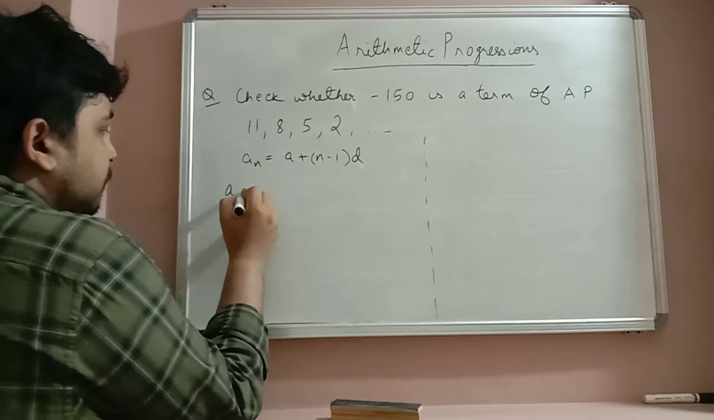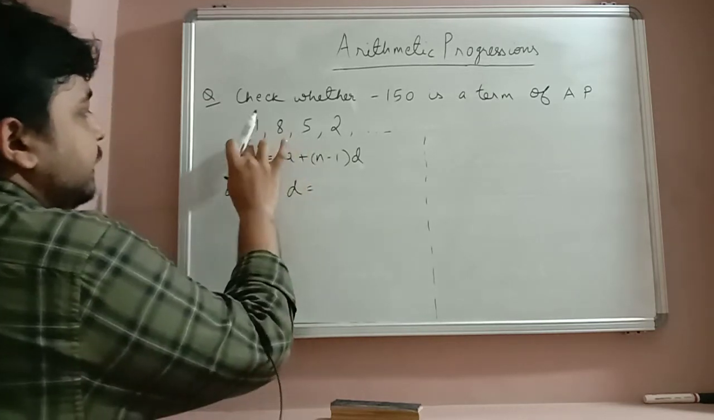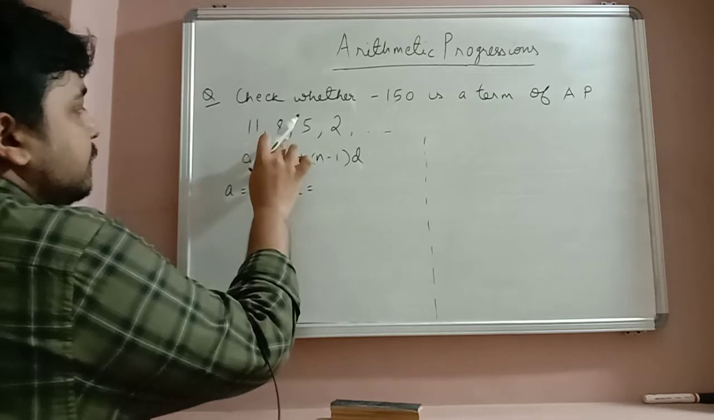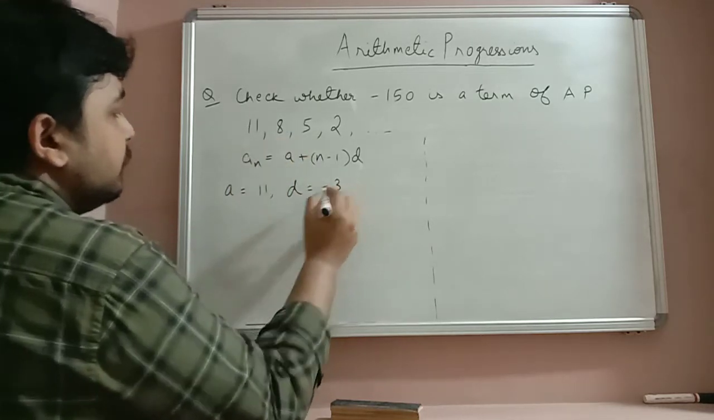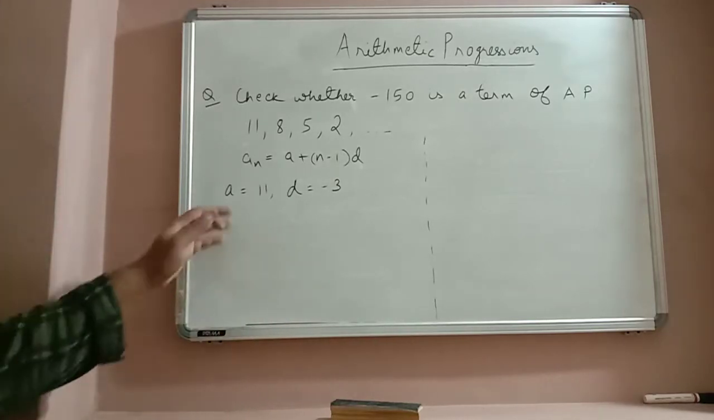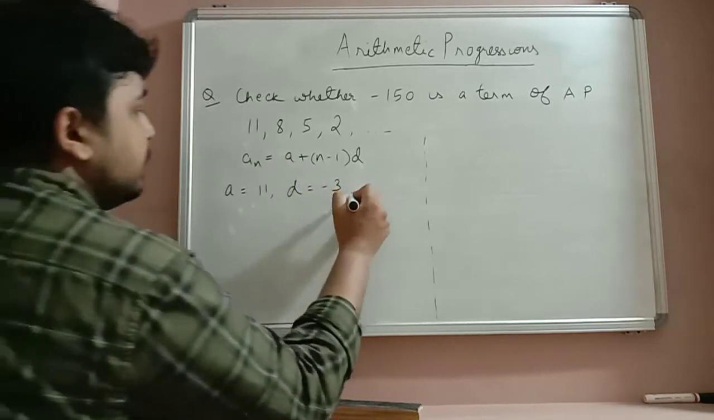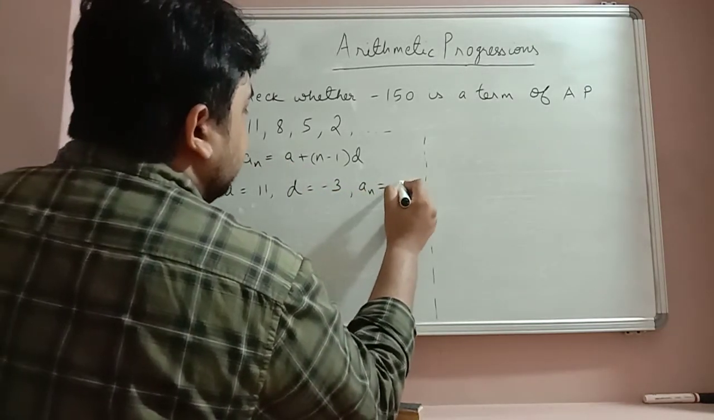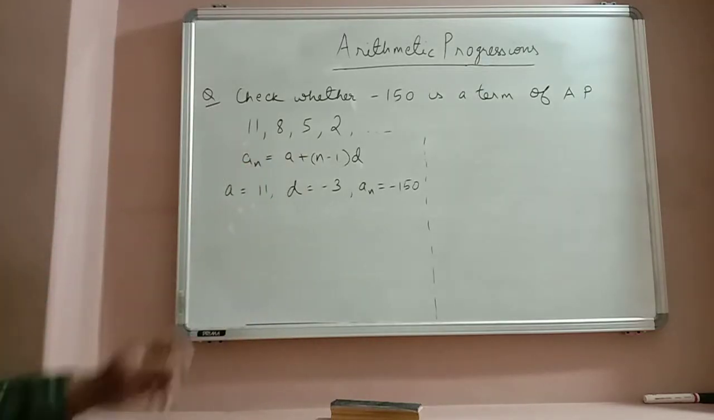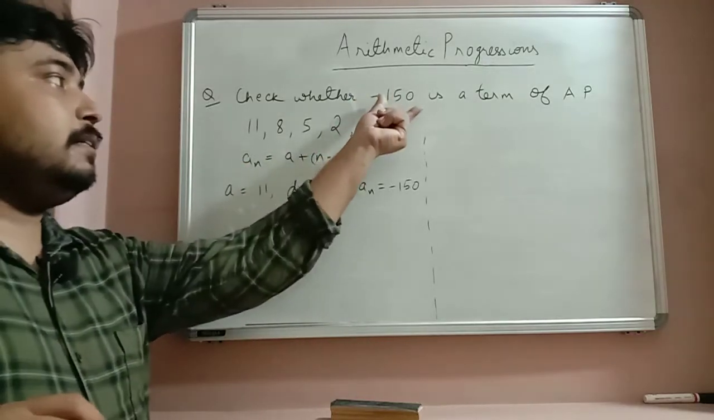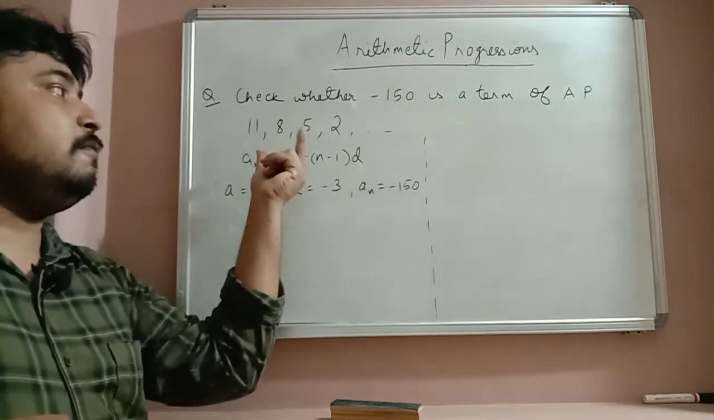We have the first term of the AP is 11 and the common difference can be easily found by subtracting any two consecutive terms. So 8 minus 11, that is minus 3. So the common difference is minus 3 and the first term is 11. So our AN here is, we will assume it to be minus 150. So here I am assuming that this particular number is a term of this AP.